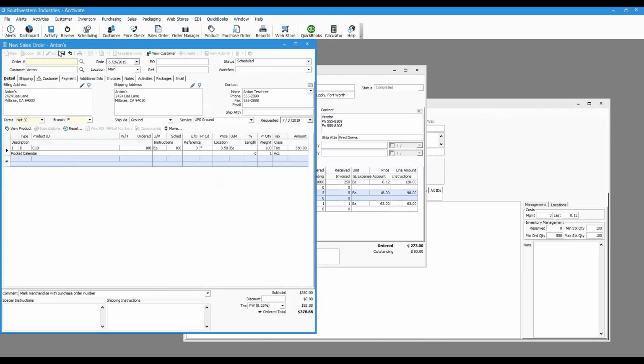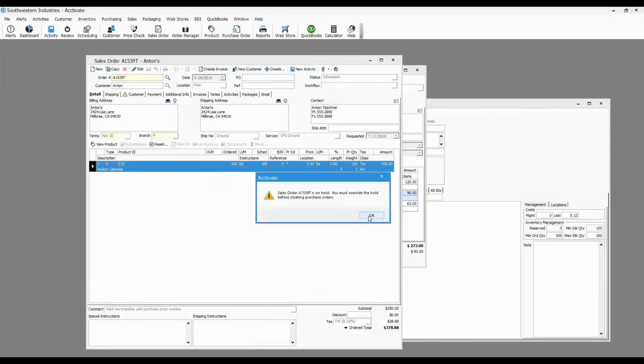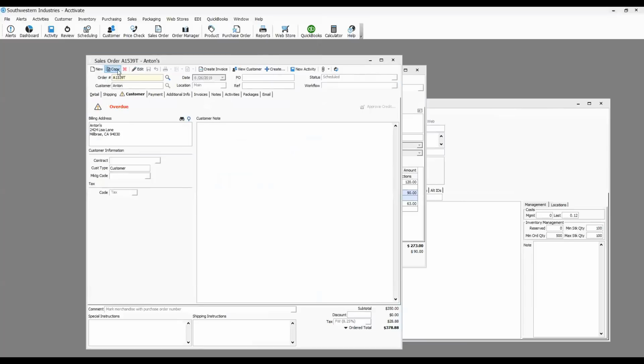So first thing that's happened is that my warehouse option has gone away. So I'm never ever going to receive this goods. I'm not going to see this. So I'm going to create a dropship PO as soon as I approve the credit.